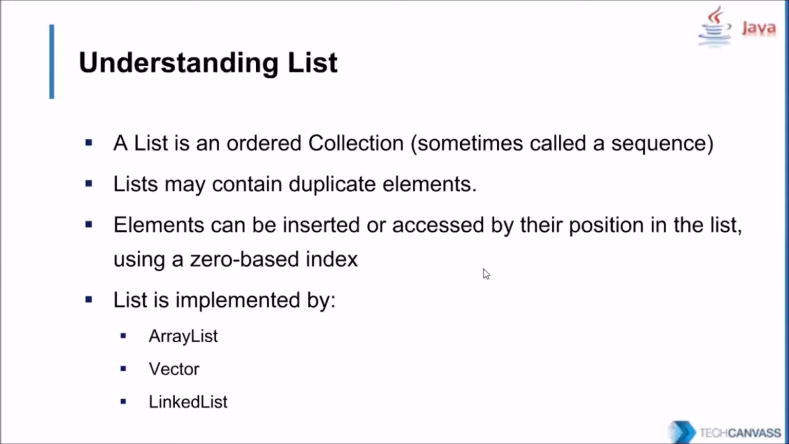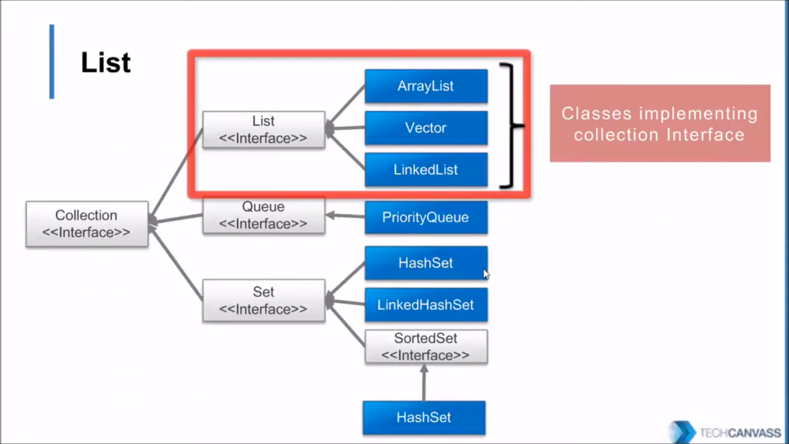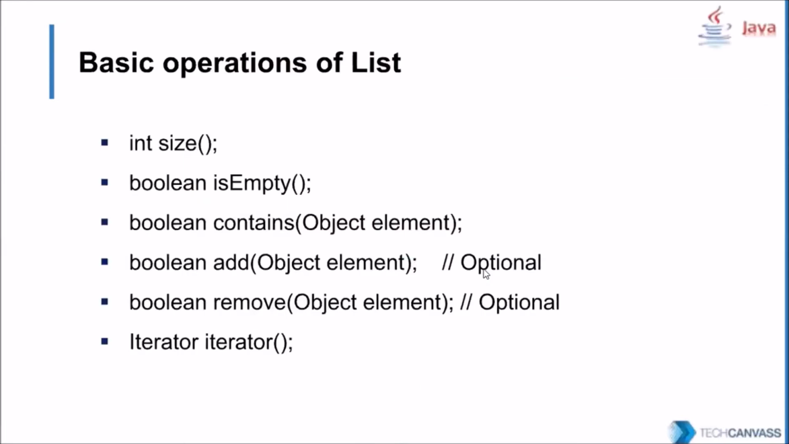We have three types of classes which implement list. One is ArrayList, one is Vector, and one is LinkedList. We will be discussing ArrayList and LinkedList in this session. Basic operations of list are inherited from the basic operations of collection, because list implements methods of collection. So these are a few basic operations that list also has.